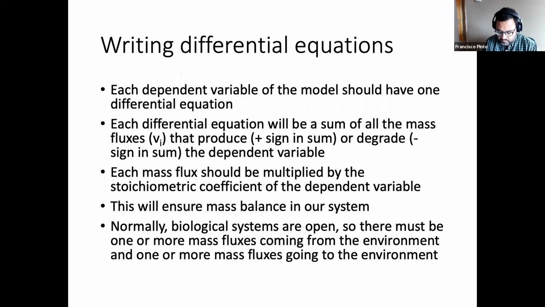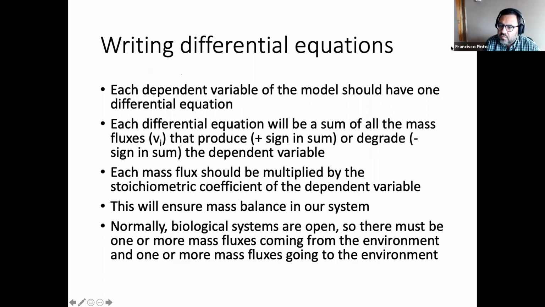So once you have sorted out what are all the processes, if they are mass fluxes or regulatory fluxes, if they are transporting stuff across compartments or not, then you can enumerate all the processes, the mass fluxes that are happening in your system. For now, you can start by not worrying about the rate expression for each of those processes, but then you can right away write the differential equations, because each differential equation is the sum of all the mass fluxes that either produce or degrade the dependent variables.